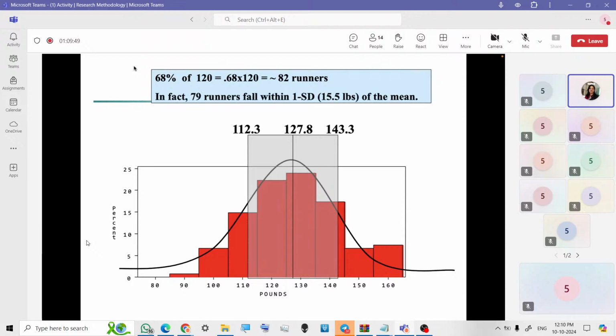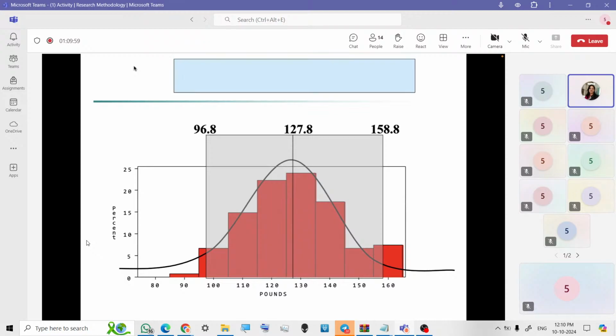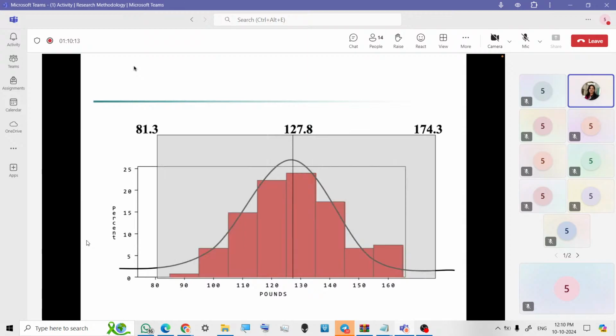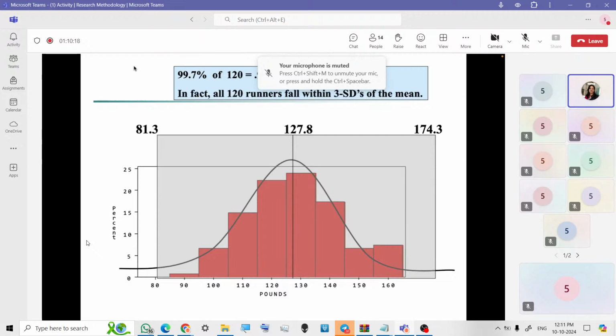So 68% of this is 82. Under this category, you are getting almost 79 runners. Then the next one is two standard deviations apart. If I take the difference, I get 104 to 115, and it's 95%. So almost the same. In the third category, we get all the samples between 81.3 and 174.3, which is 109. So almost 120 runners come within three standard deviations of the mean.